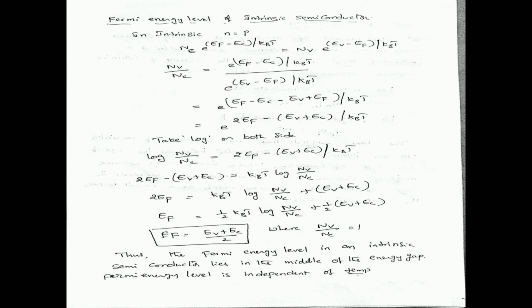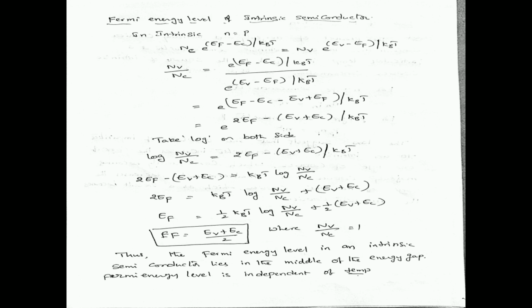half (Ev plus Ec). Here we take Nv by Nc approximately 1. So Ef is equal to (Ev plus Ec) by 2. From this we say the Fermi energy level in an intrinsic semiconductor lies in the middle of the energy gap. The Fermi energy level is independent of temperature in an intrinsic semiconductor. This is the Fermi energy level of an intrinsic semiconductor.